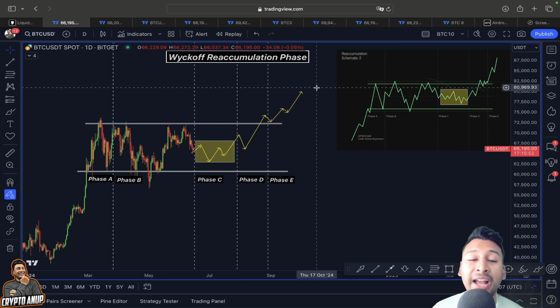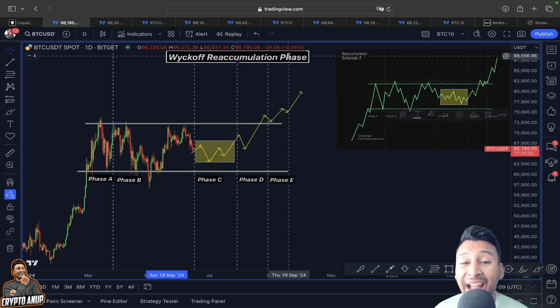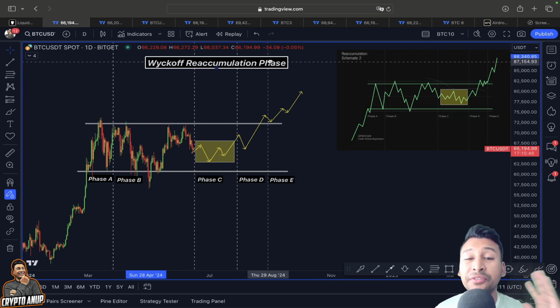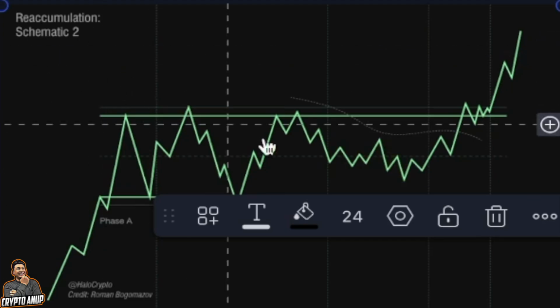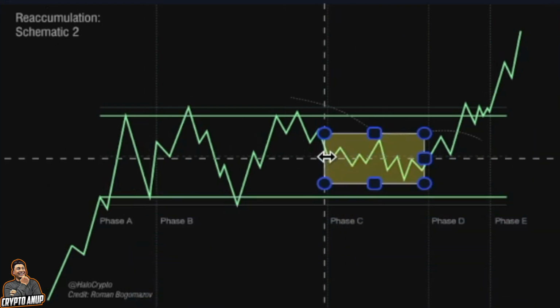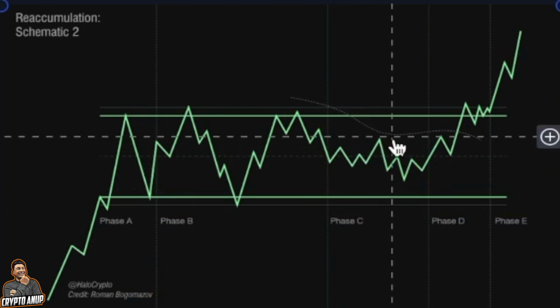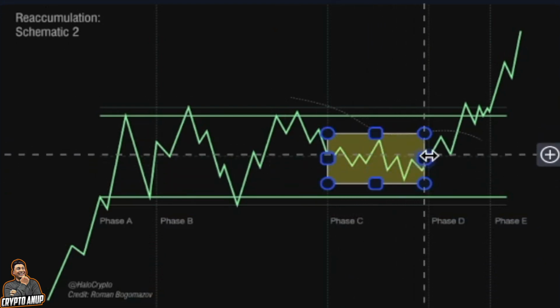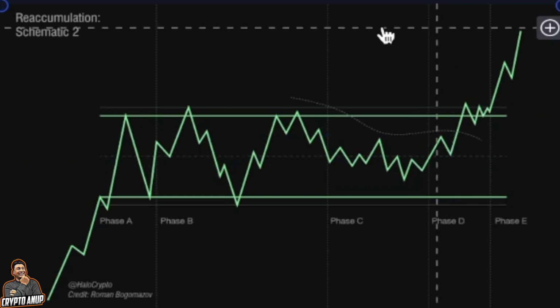Yes, you heard that correctly, guys. The price of Bitcoin right now actually looks like it is forming this Wyckoff's reaccumulation phase, schematic 2, where we are going to enter this phase C, just like I showed you in an example, with some sideways movement, even a few fake outs, and at the end start with this actual bullish move.